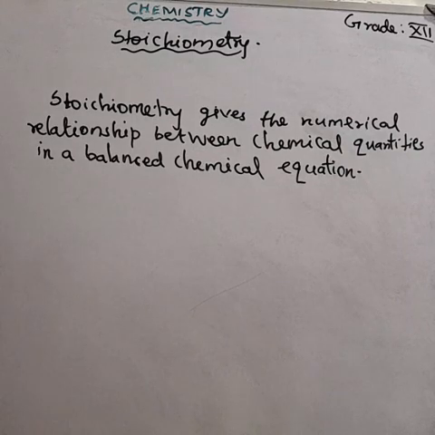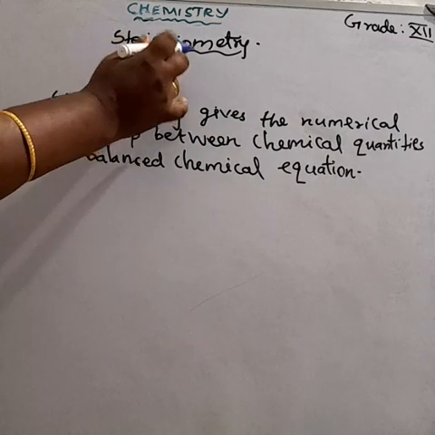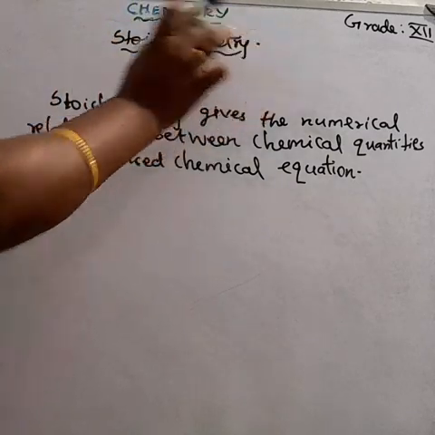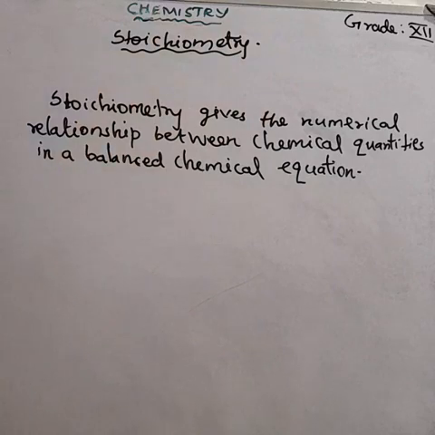In the last class, we completed empirical formula and molecular formula. So today we are going to study stoichiometry. Stoichiometry is in first volume, first unit, page number 12. Stoichiometry and stoichiometric calculations, and then one problem also. Today we are going to discuss.